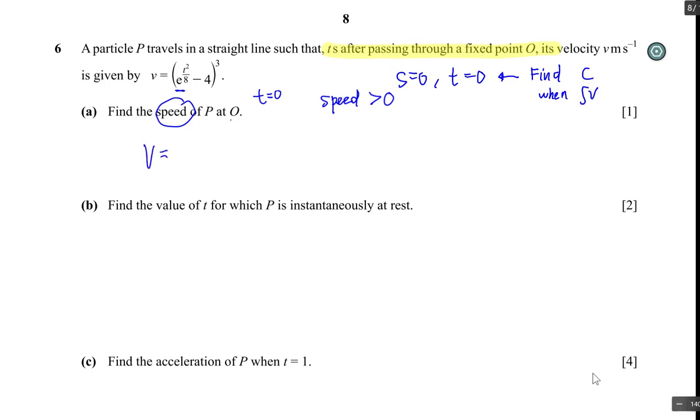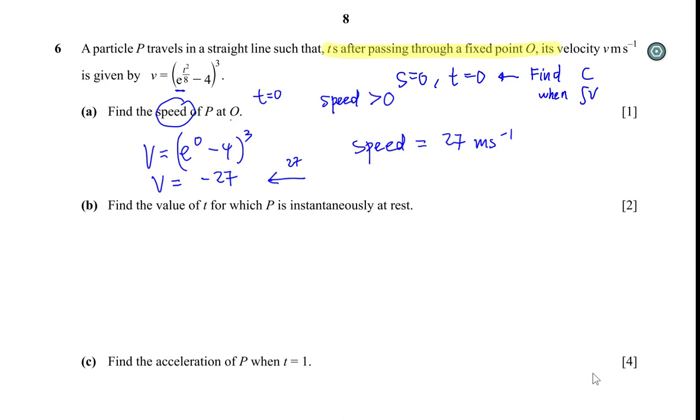So it's e^0 minus 4, to the power of 3. So the velocity is basically 1 minus 4, which is negative 3, which gives negative 27. But if you write this out as a speed, you will get it wrong, because speed must always be positive. So it'll be 27 meters per second. This negative 27 just means moving in this direction with the speed of 27. But the speed must always be a positive value.